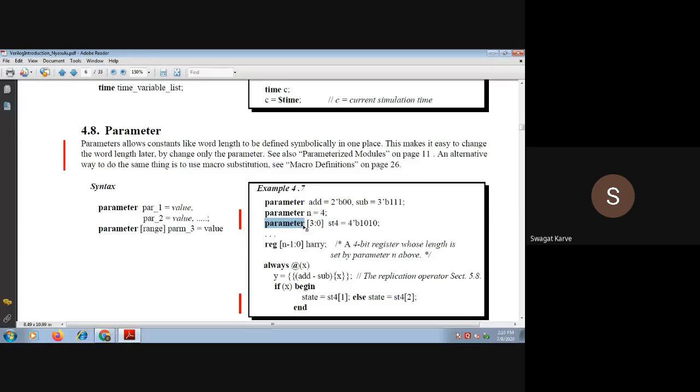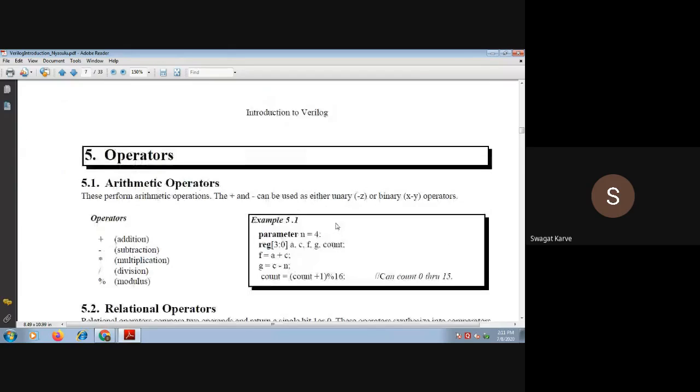Similarly, you can define the parameter with the help of a range also. Parameter 3 down to 0. This is the parameter name, and it is a 4-bit value 1010. This is the range of the parameter, 3 down to 0. So in this way you can write a parameter also. And what is the advantage of using this parameter? In the later part of your programming, you can change its parameter value. So this is about parameter data types.